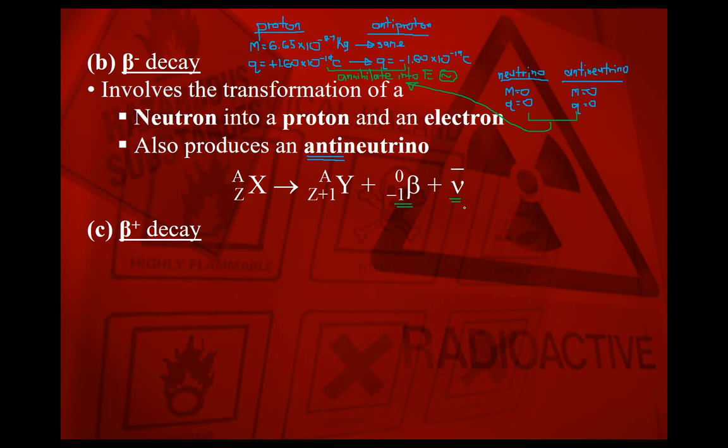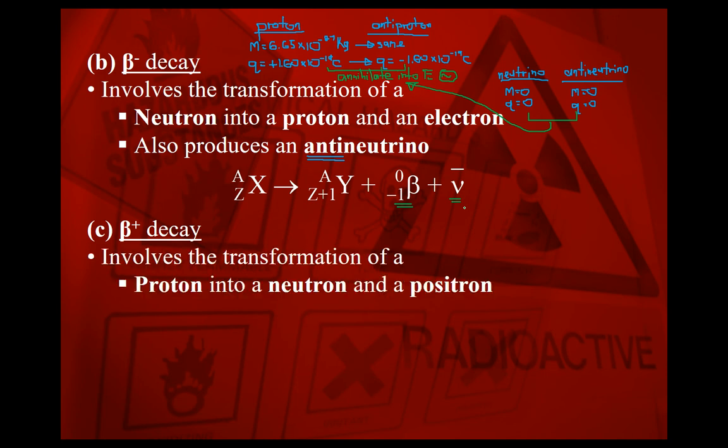We also have beta plus, or beta positive decay. This one involves a transformation from a proton to a neutron and produces another subatomic particle called a positron. What's a positron? It's a positive electron. It would have a mass of 9.11 times 10 to the negative 31 kilograms, but its charge would be positive 1.60 times 10 to the negative 19 coulombs. So a proton turns to a neutron, you also have a positron, and you get a neutrino.